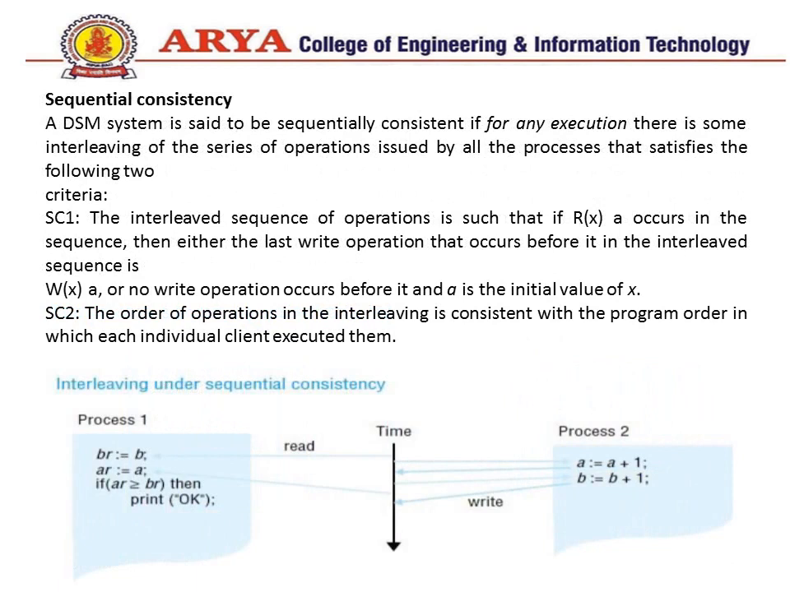Sequential consistency. A DSM system is said to be sequentially consistent if for any execution there is some interleaving of the series of operations issued by the processes that satisfies the following two criteria.